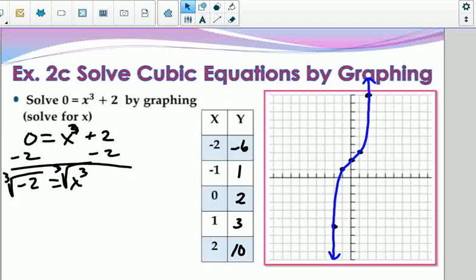Now before somebody says, oh, I thought you couldn't find the square root of a negative number, we can't. This is not a square root. This is a cube root. So what do you multiply by itself 3 times to get that number?